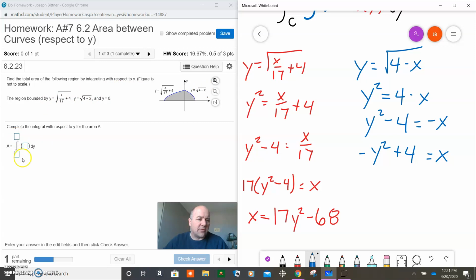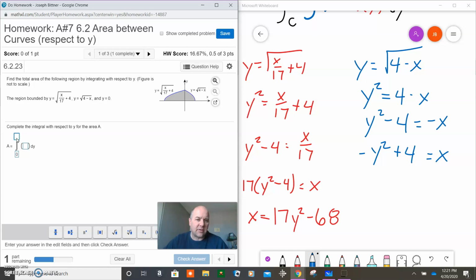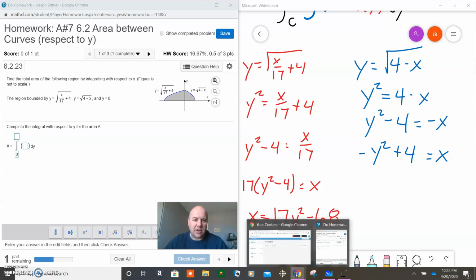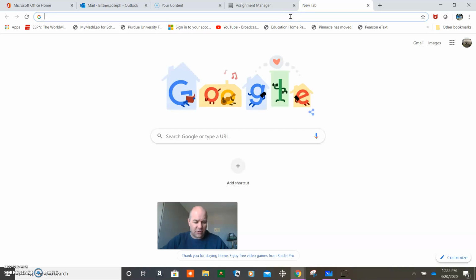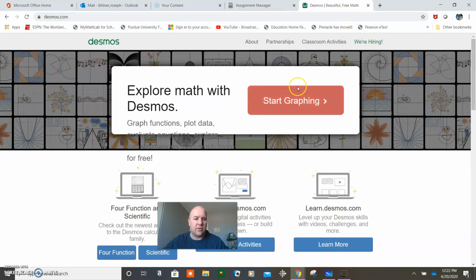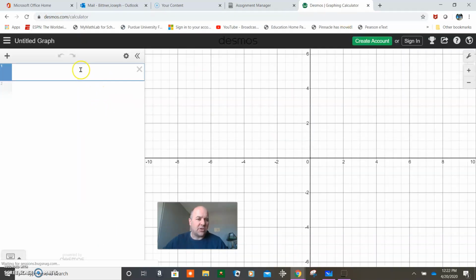Now the problem is they want the constraint, and obviously the lowest value here is 0, but I don't know my highest value of the constraint. I could set the equations equal to each other and solve them out, but I'm going to save some time. Let's go to Desmos and type in the notation here.